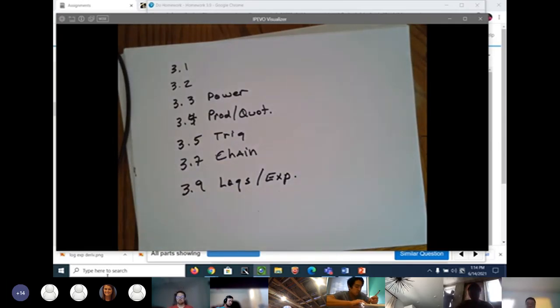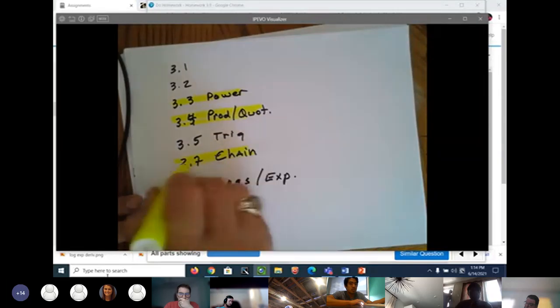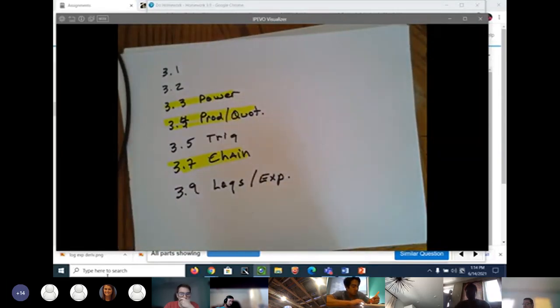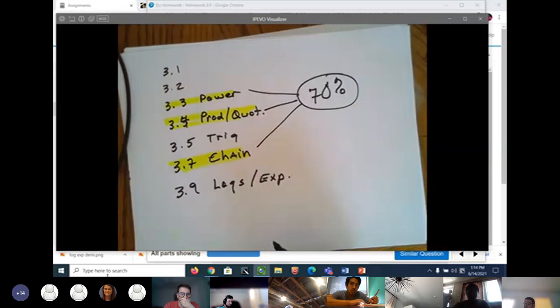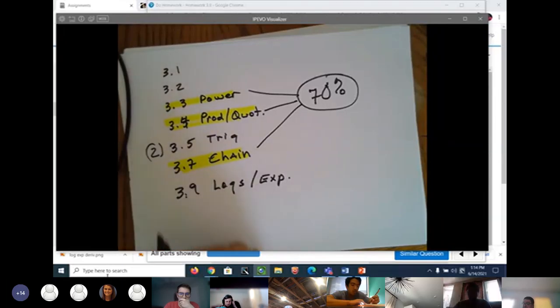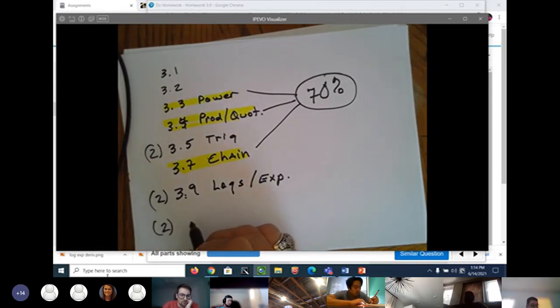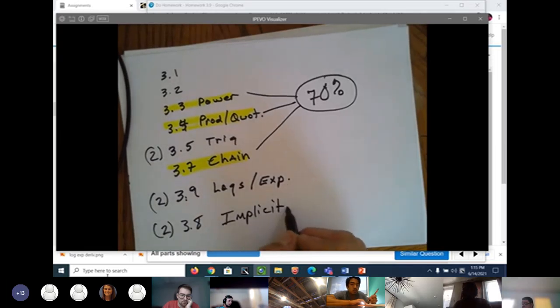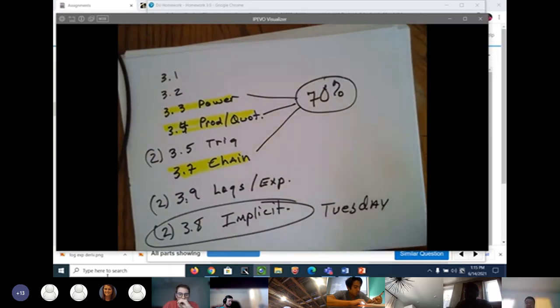Okay, again, I'm going to mark 70% of your test comes from those three sections right there. And I would say probably that's 70% of your test is coming from these three. So that leaves six questions, and you're going to get a couple here and a couple here. So you get two questions out of the trig, you get two questions out of the logs, and chances are you're going to get two or three questions out of implicit differentiation, which is 3.8. That's what we're going to cover tomorrow, Tuesday, if I don't get any questions.